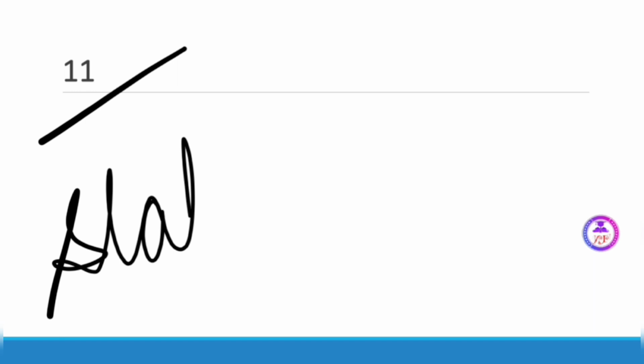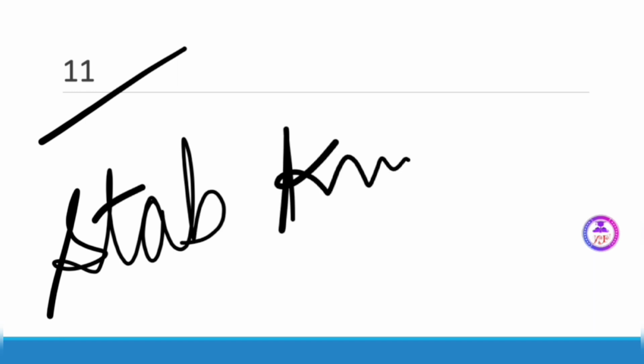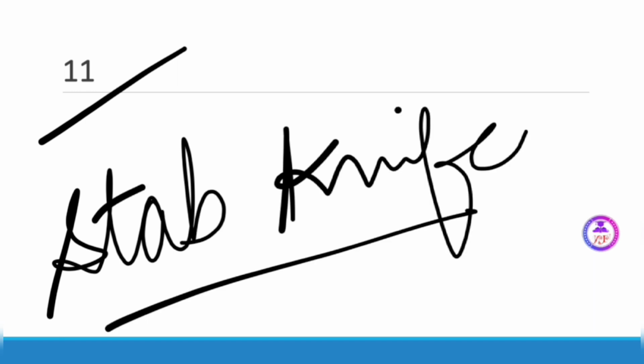See here, the answer is, it is 11 number blade, which is also called as stab knife. Surgeon may ask you, give me a stab knife. You are supposed to give 11 number blade on the Bard Parker handle.